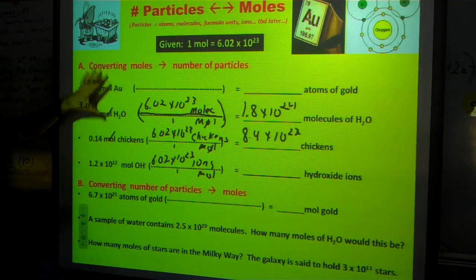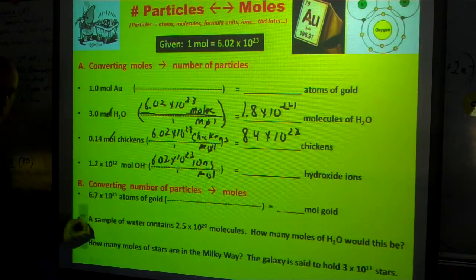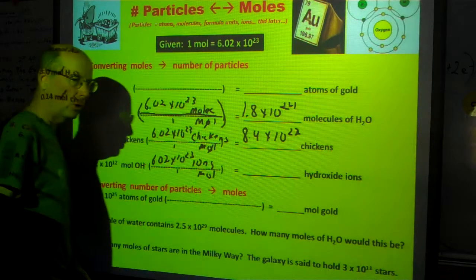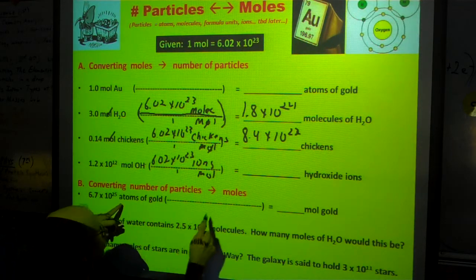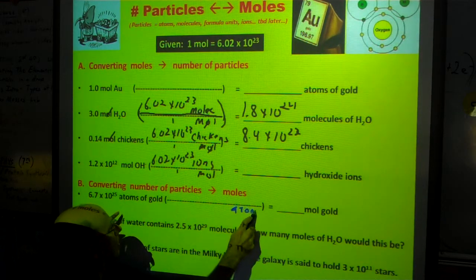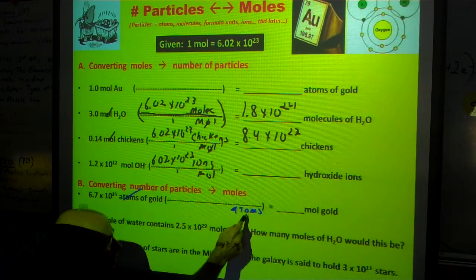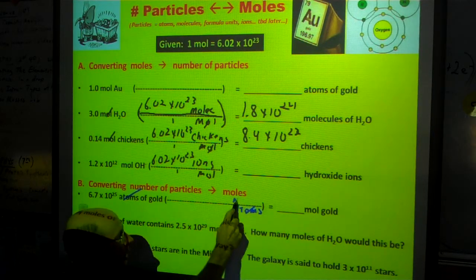Well, we just spent some time converting from moles to number of particles. Now let's go from number of particles to moles. So let's say you had 6.7 times 10 to the 25th atoms of gold. We want to figure out how many moles that is. Well, let's get rid of atoms by putting atoms down here. So atoms is on the top, in the numerator. Atoms is on the bottom, in the denominator. And we want to get moles, M-O-L.